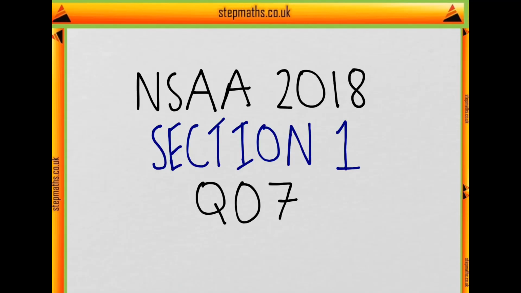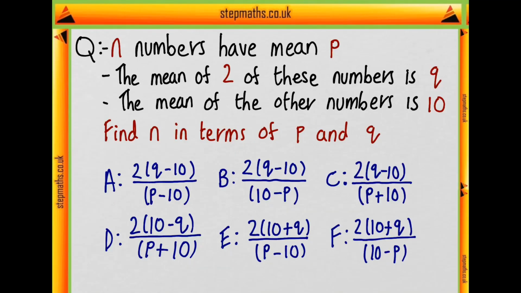This is question 7 from section 1 of the 2018 NSAA paper. So in this question, we're given n numbers and we're told this about them.